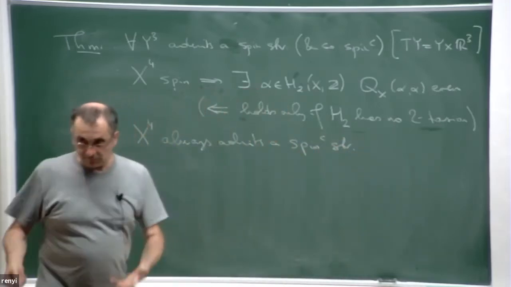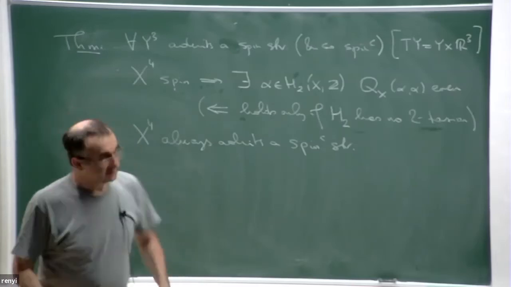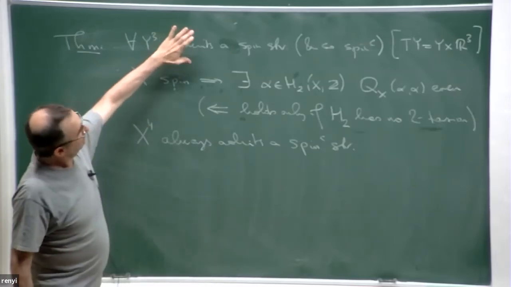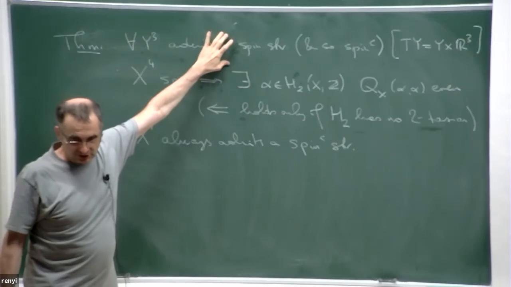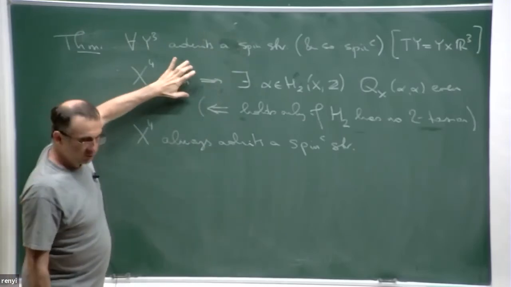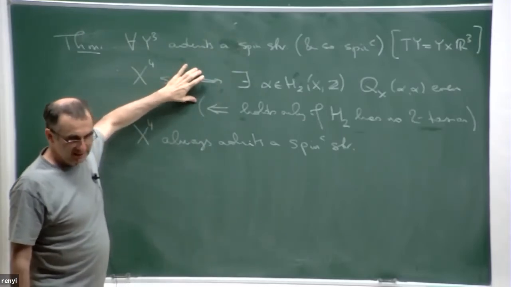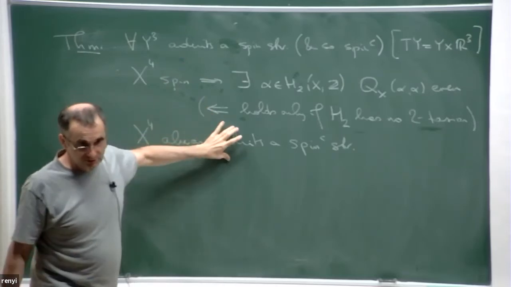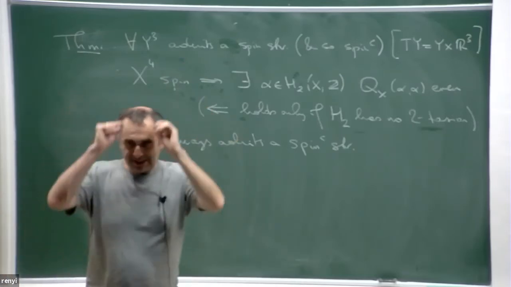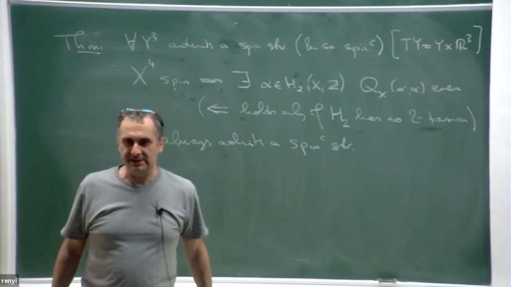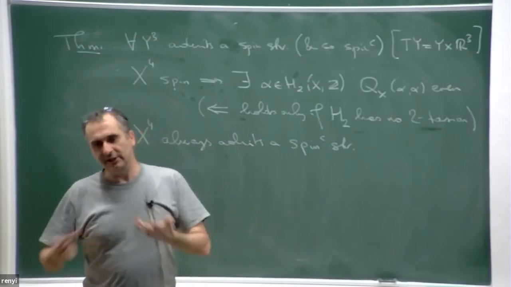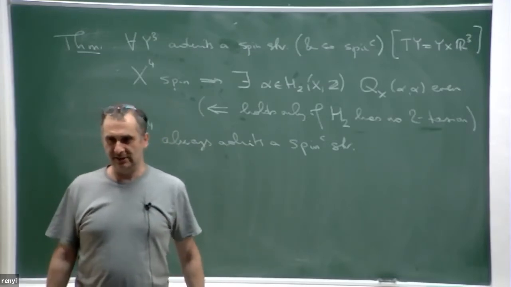So, informally, you might think that three manifolds are simple because they always get these extra structures. Four manifolds are not that nice because they might not get spin, but spin C is a good substitute for spin. At least every four manifold admits spin C. And then you move on, and not every five manifold admits spin C.